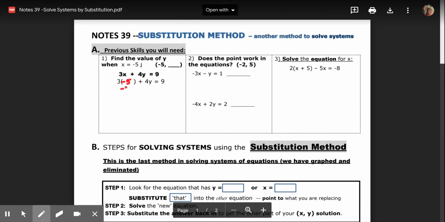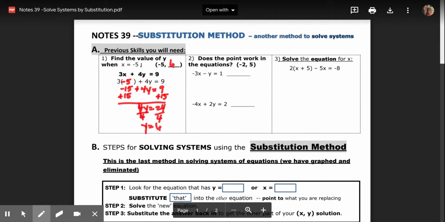So 3 times -5 is -15, plus 4y equals 9. It's just a two-step equation where we add 15 to both sides. So we're going to get 4y is equal to 24. Divide both sides by 4. And y is equal to 6.